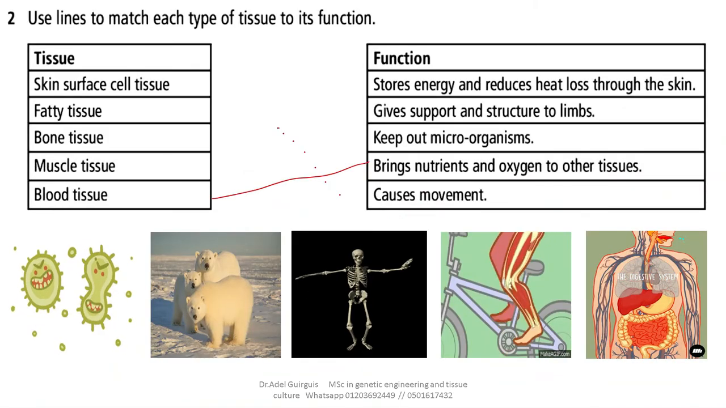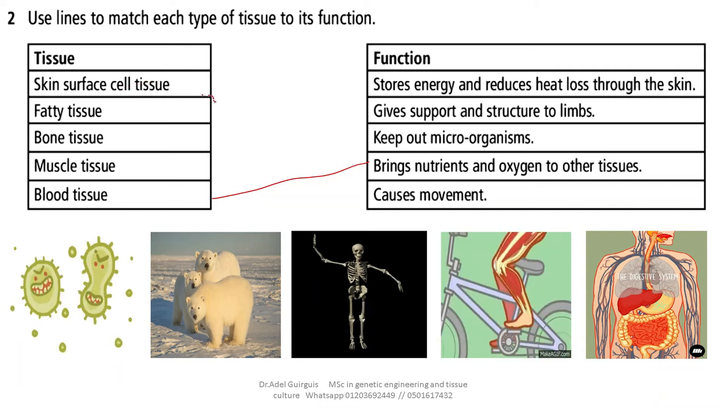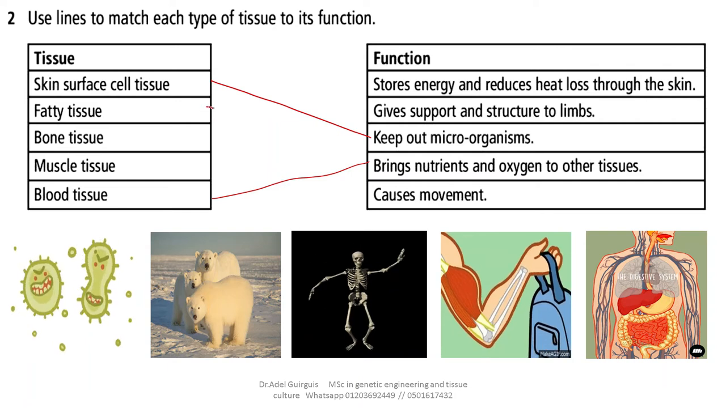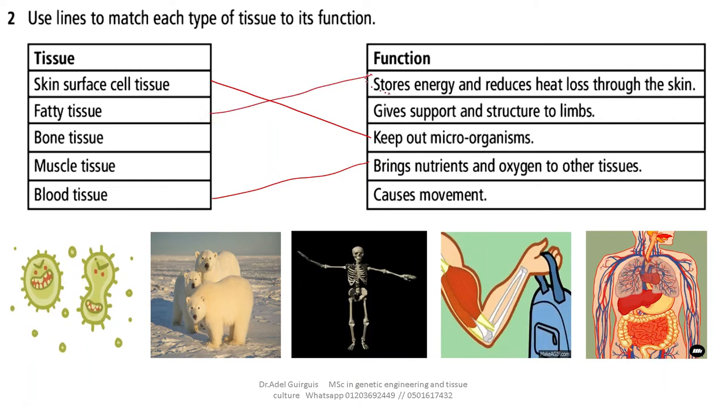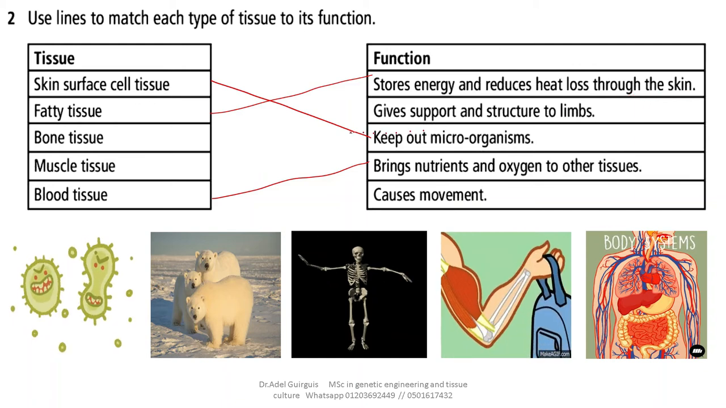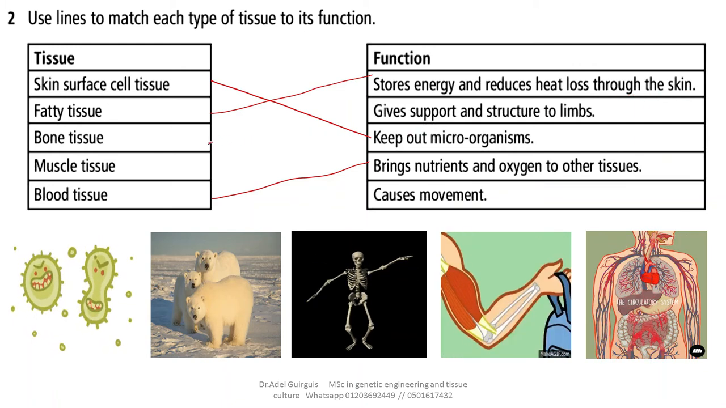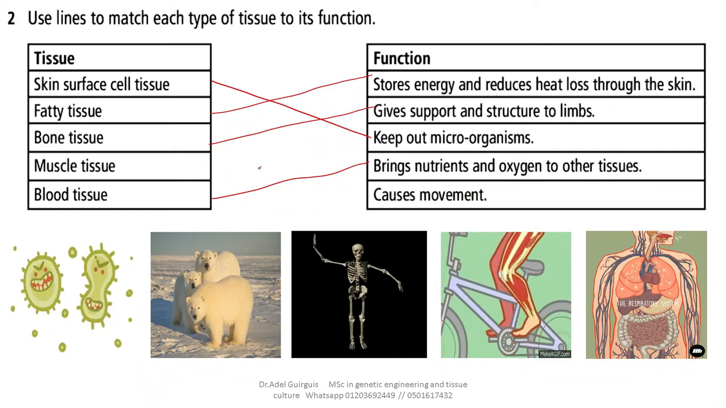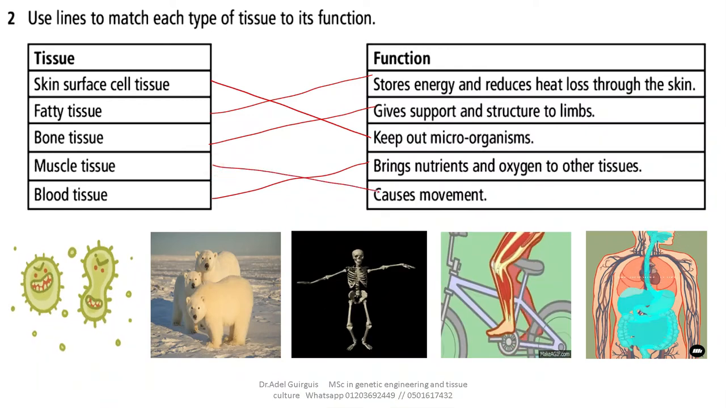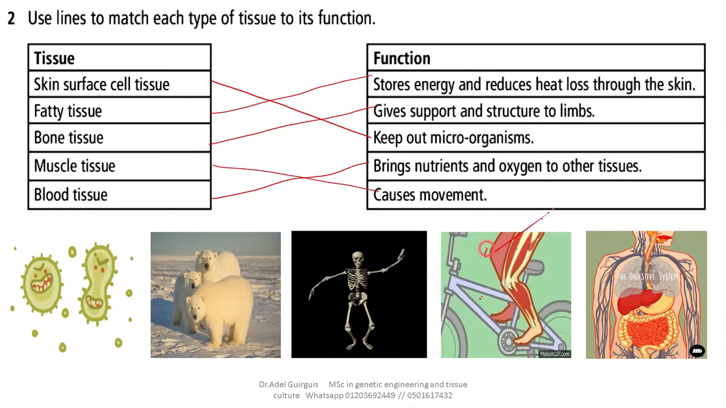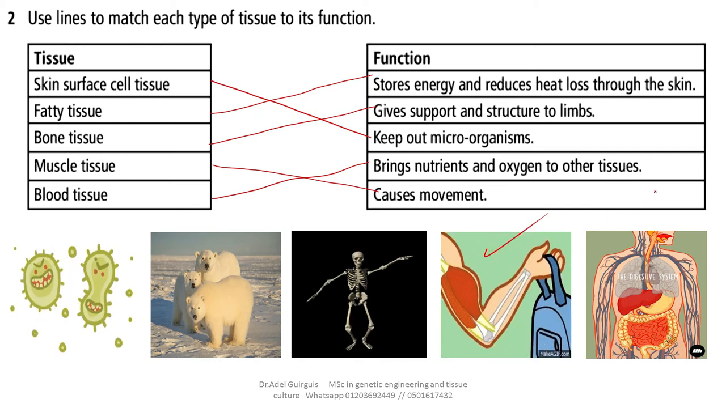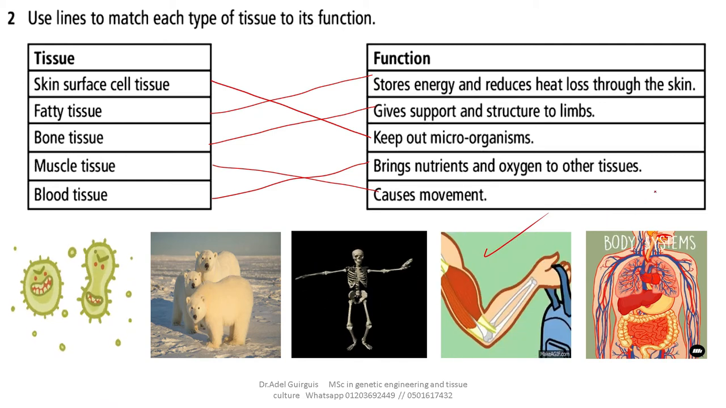Now, final answer for this. Skin surface cell tissue keeps out microorganisms. Fatty tissue stores energy and reduces heat loss through the skin, like a polar bear. Bone tissue gives support and structure to limbs. Muscle tissue causes movement by contraction and relaxation, like in this figure. Last one, blood tissue brings nutrients like glucose and oxygen to other tissues. This is question number 2.